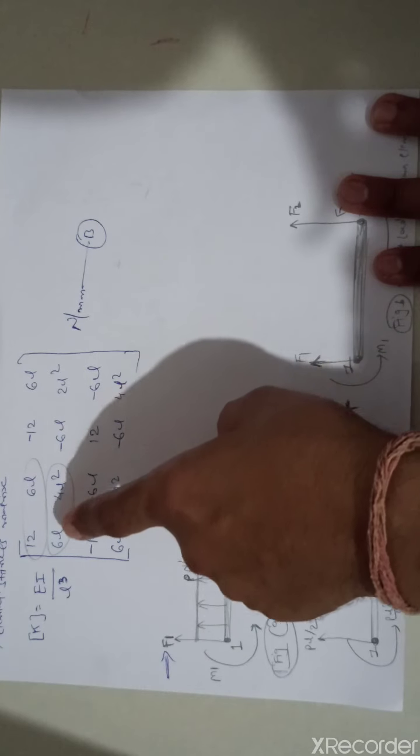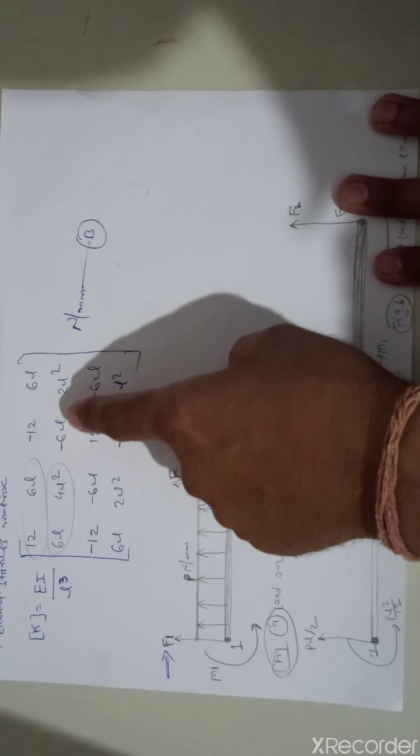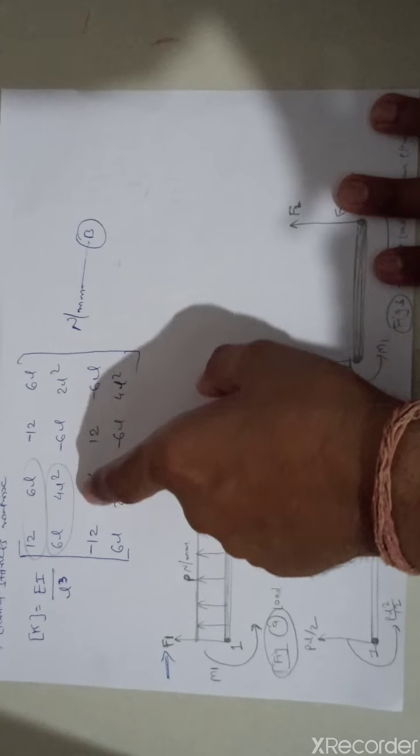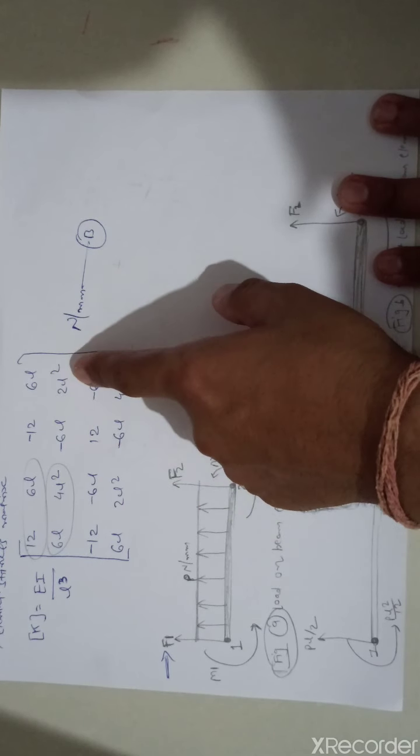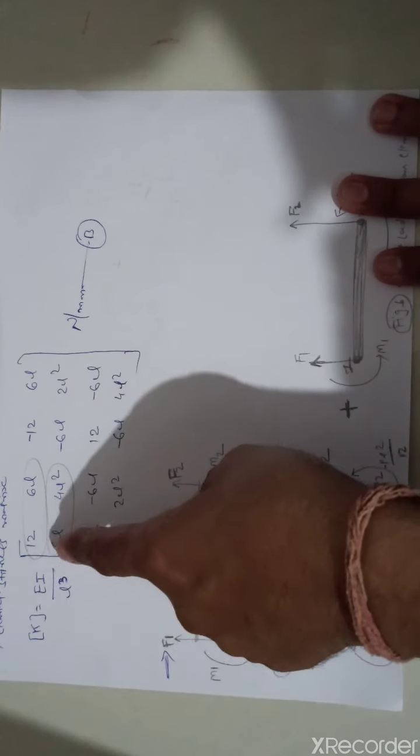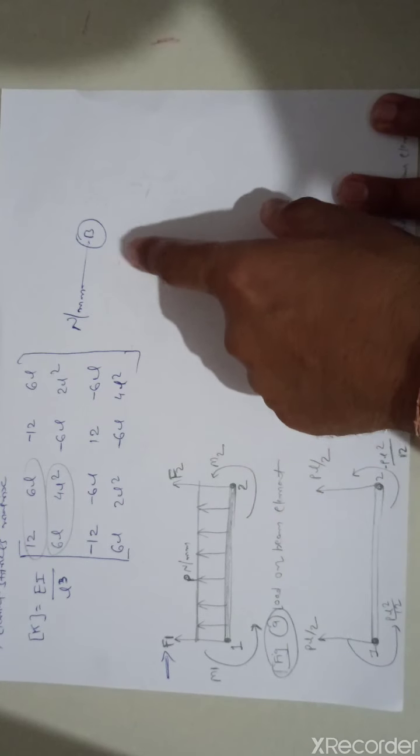Similarly, we write the opposite of the second row but from the reverse side: 6L, 2L square, minus 6L, 4L square. This is our equation number B.